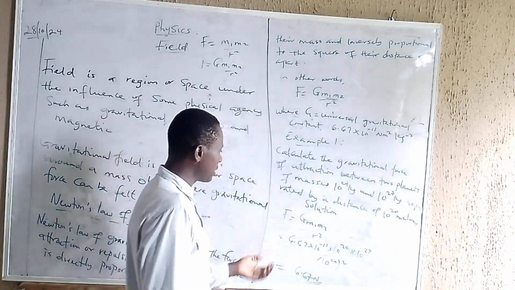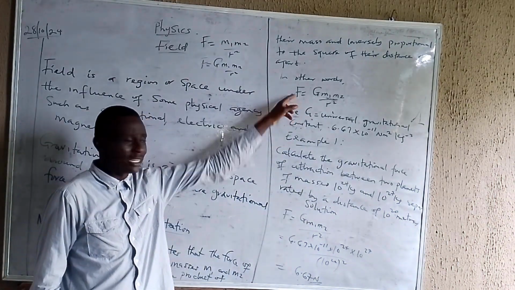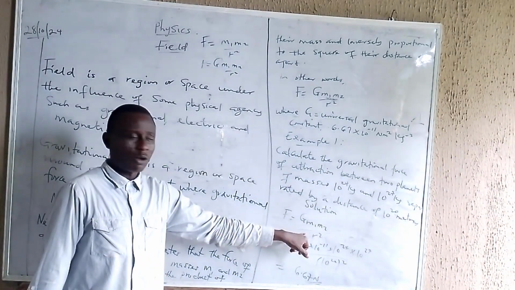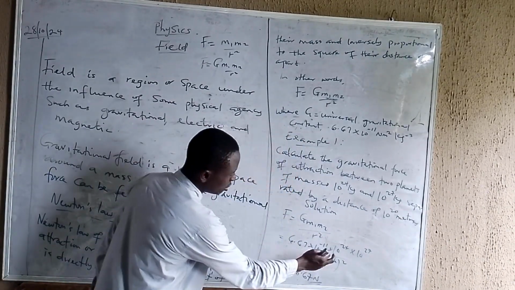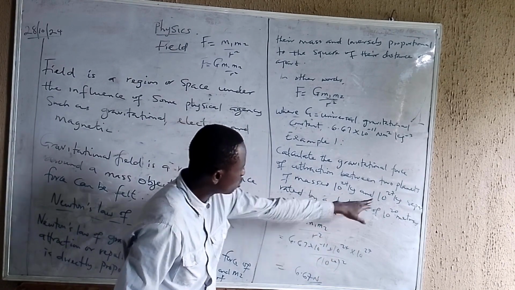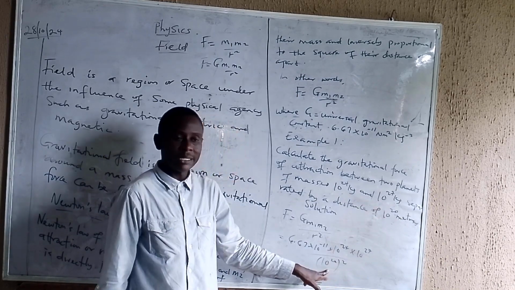Clear? So the solution is now this. Since you know the formula, how do you get the formula? I explained initially that F is G m1 m2 over r squared. Where G is a constant, 6.67 times 10 to the minus 11, while m1 is 10 to the 24, and m2 is 10 to the 27, over 10 to the 20.